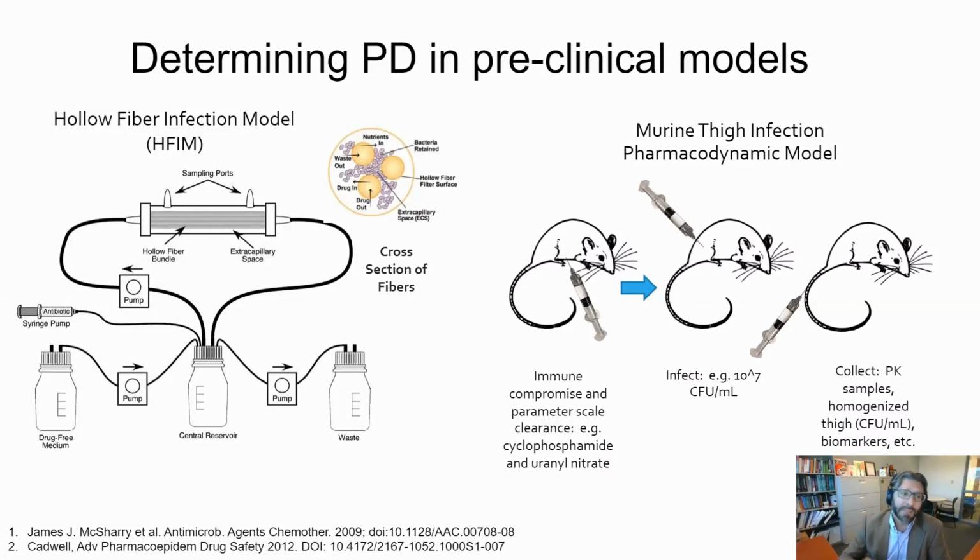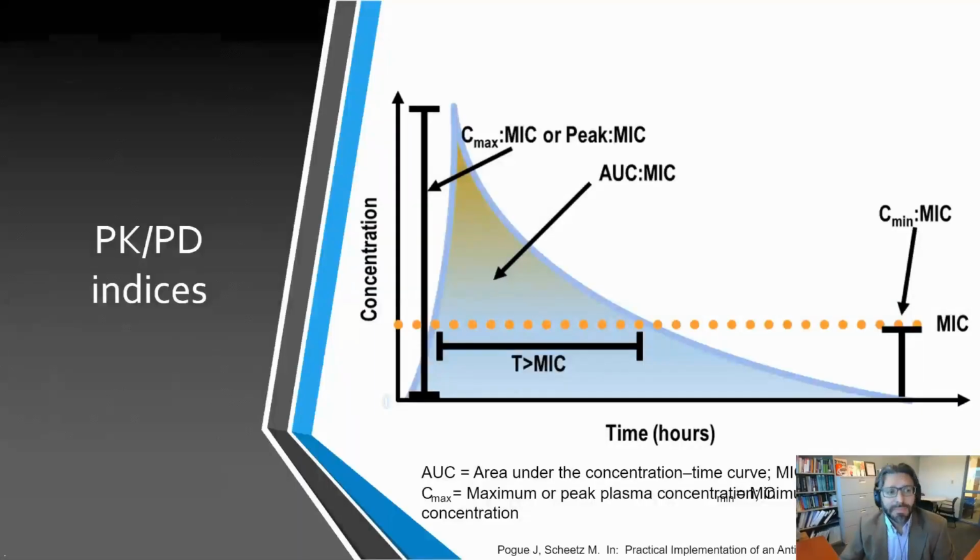Now, because mice are smaller animals, they clear much more quickly according to the rules of allometry. And so we have to end up inhibiting the kidney so the antibiotic can stick around long enough. Those mice then get infected with a certain number of bacteria, say 10 to the 7th colony forming units per mL. And then after that, you can then look and see what the outcomes are in the mice. Okay, so that is how we're looking at pharmacodynamics.